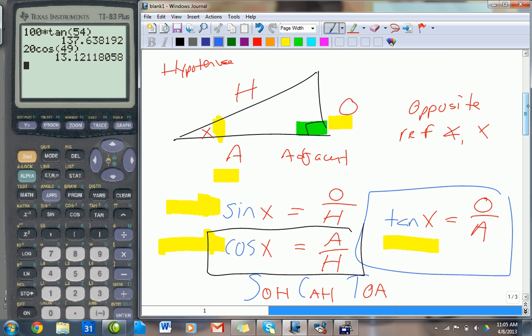So these three functions, sine, cosine, and tangent, just give us a different way of solving triangles that are right but not special. That reference angle is not 30, 60, or 45 degrees. Okay? Called SohCahToa.